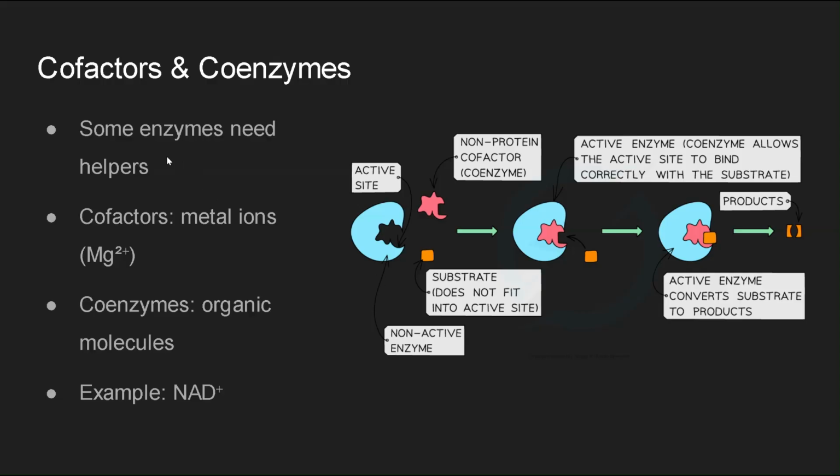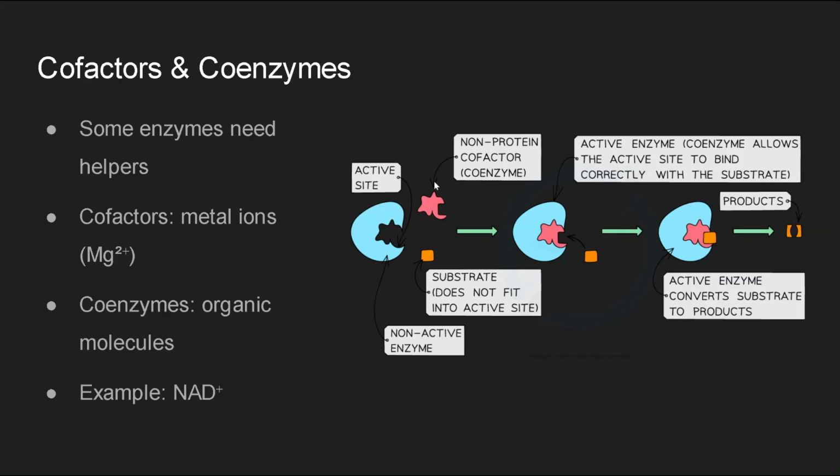Cofactors and coenzymes. Some enzymes require additional helpers to function properly. Cofactors are often inorganic ions such as magnesium. Coenzymes are organic molecules often derived from vitamins, like NAD+. Without these helpers, some enzymes cannot catalyze reactions.